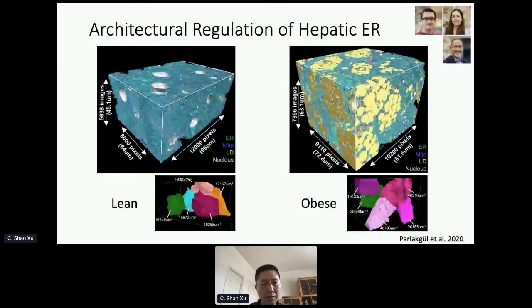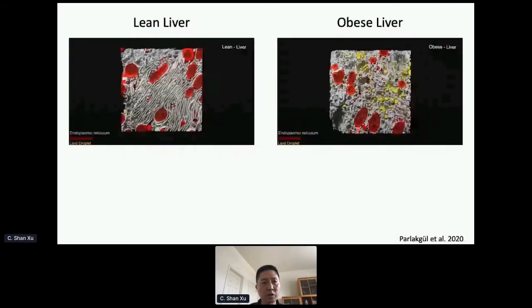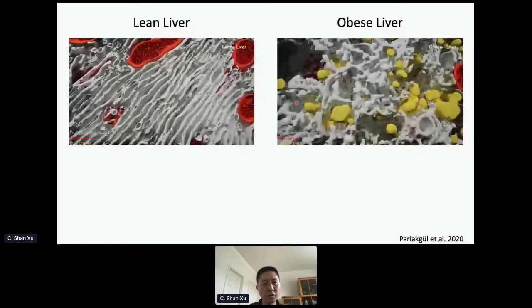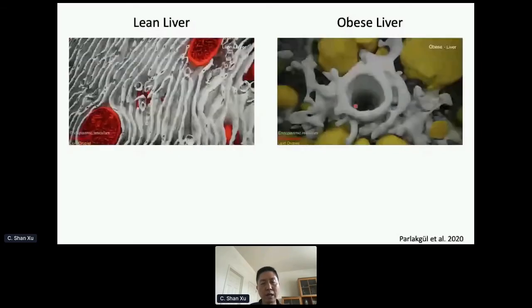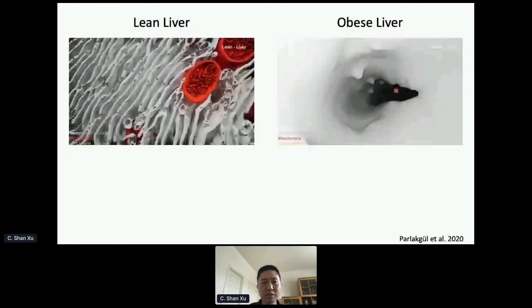And we can zoom in to look at the difference, specifically on the ER structure, between the lean liver versus the obese. As you can see, in the lean liver, you get these beautiful stacked ER sheets, just very nice looking, just like a maze. But on the other hand, with an obese animal, most of those sheets turn into tubules, as you can see, like a nice little tunnel going through.